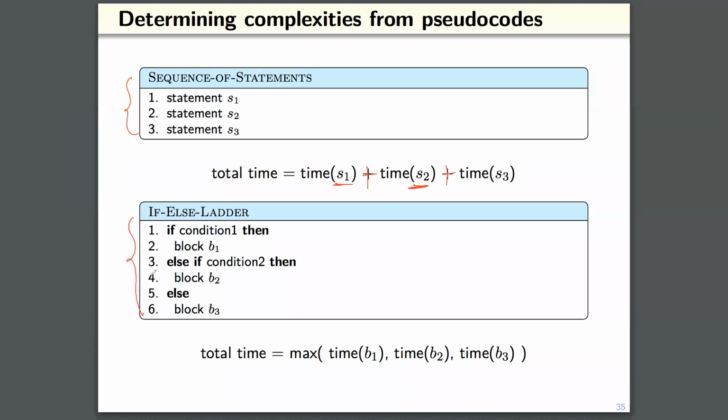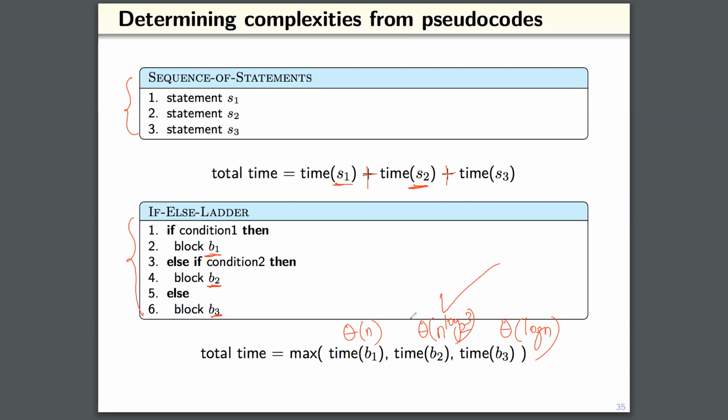What is the time taken for this code segment? It is an if-else ladder. The max of the time taken for B1, the max of the time taken for B2, and B3. Suppose block B1 takes theta of n time. B2 takes, say, n power log 3 base 2, and B3 takes theta of log n. Now, you know that the max of all this is n power log 3 base 2.